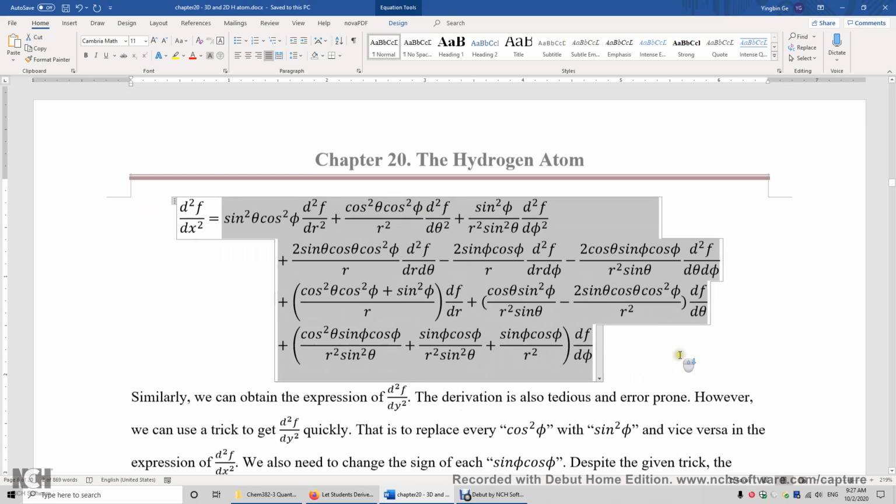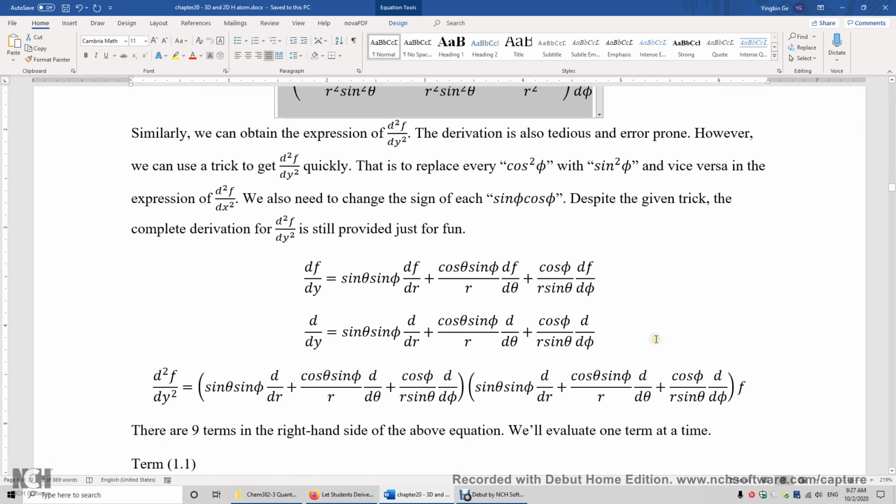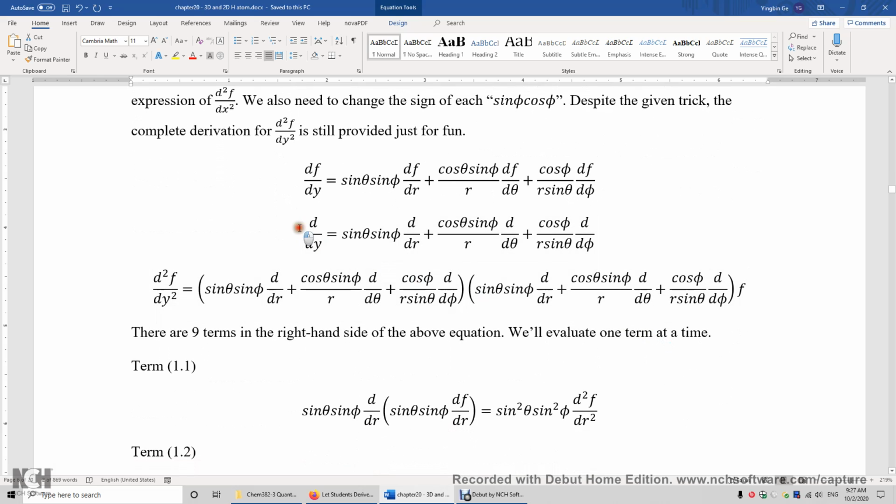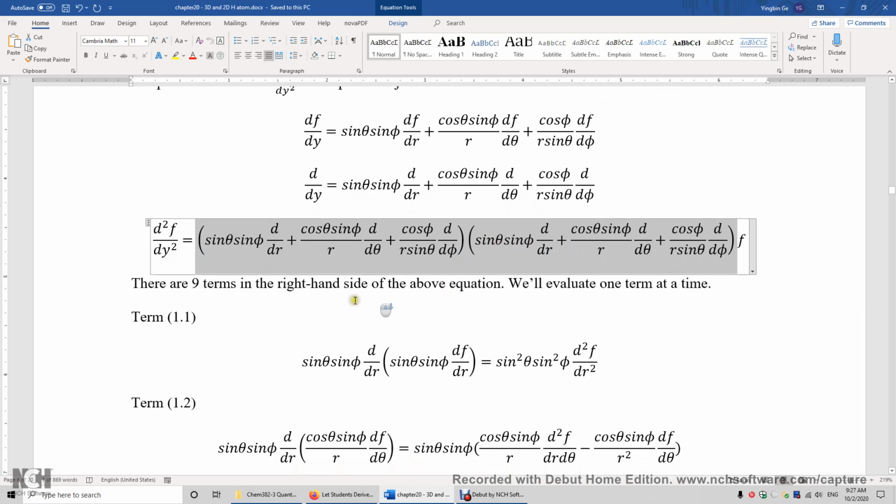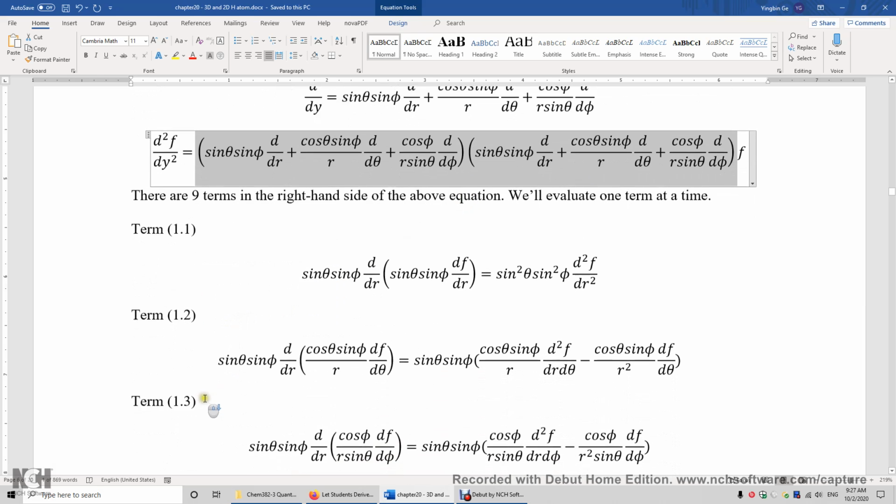Similarly, we can do y. I'm going to show you y here. So this is the first derivative operator with respect to y. And then this is how we do the second derivative. And again, there are 9 terms. We have 1.1, 1.2, 1.3.